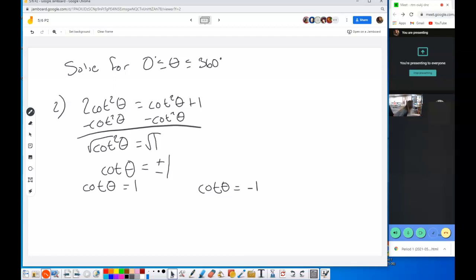So really we're looking at 2 equations. Cotangent of theta equals 1 and cotangent of theta equals negative 1. So where would we go from here? We've got to solve for theta.